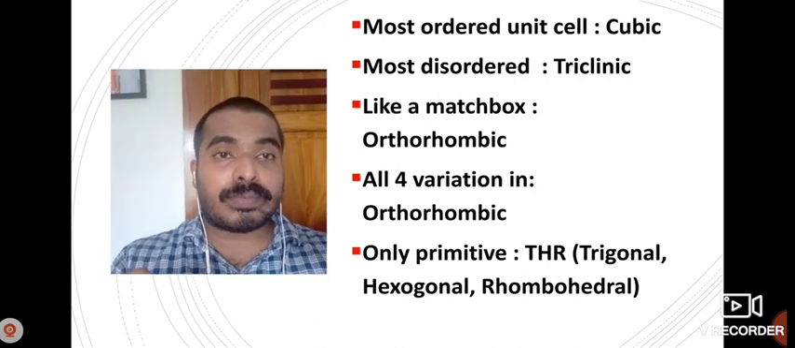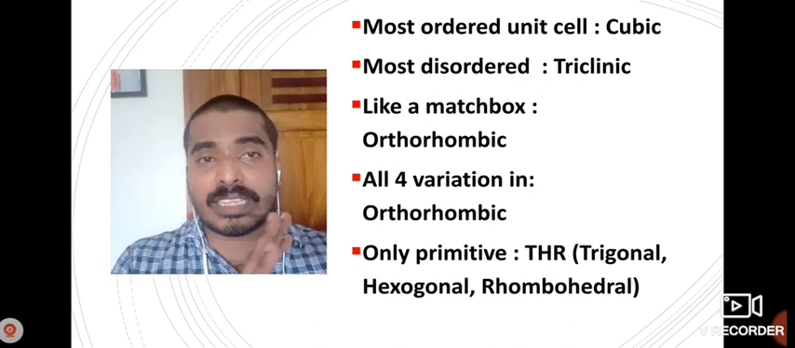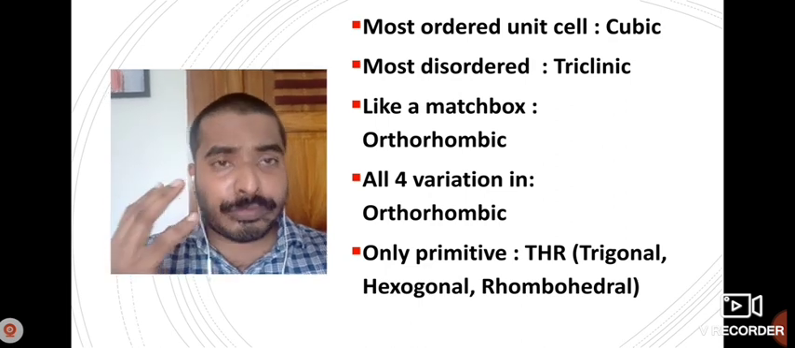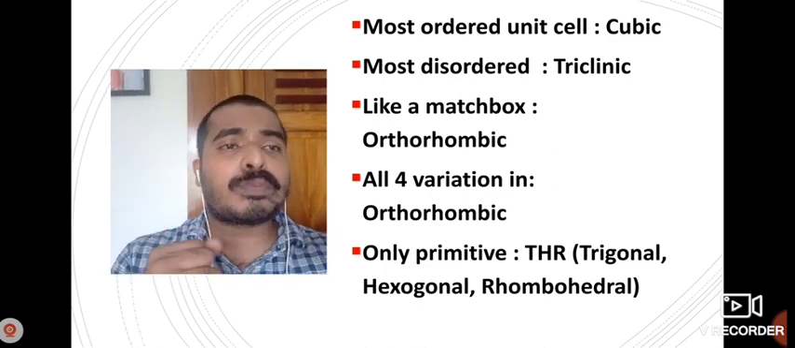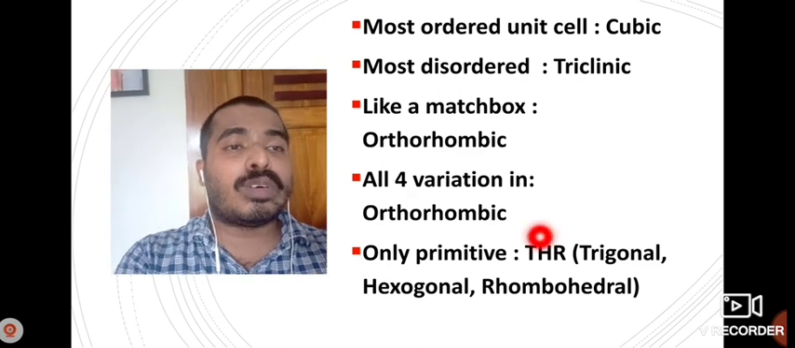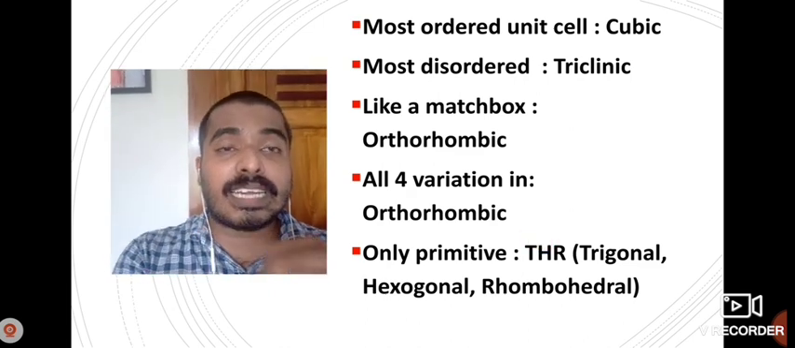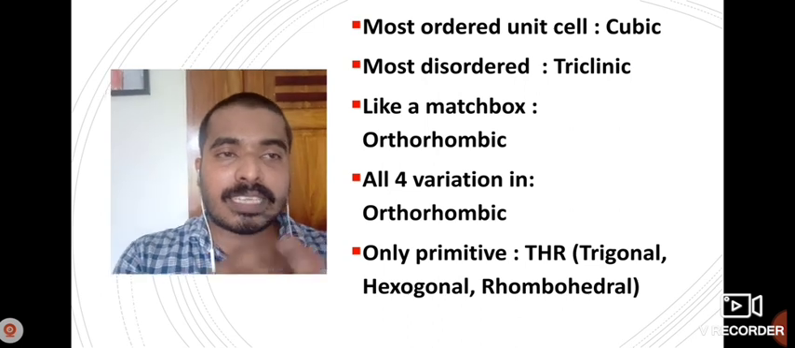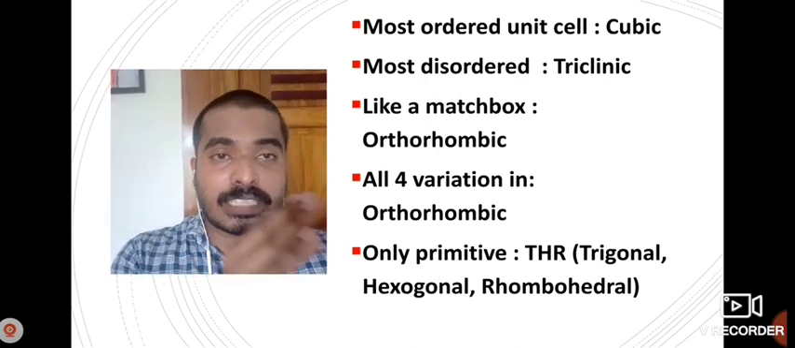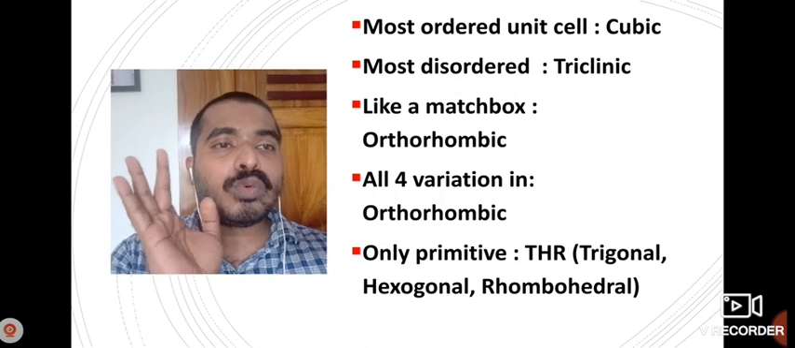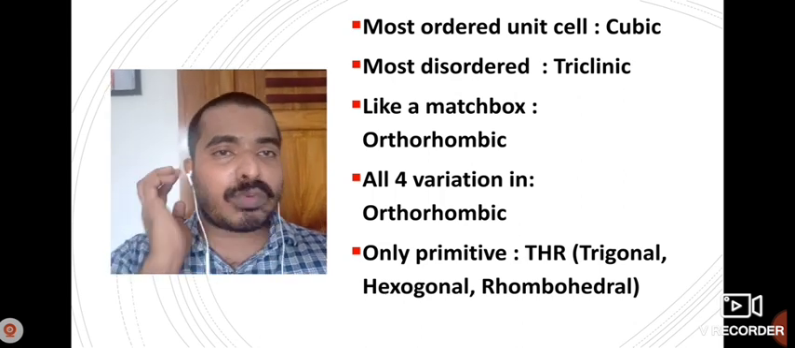Only primitive, that doesn't contain any other variation like body centered, face centered, end centered. Nothing is present in these three unit cells. THR, you can pronounce it as teacher. Trigonal, hexagonal, rhombohedral. These three unit cells can have only primitive unit cell.